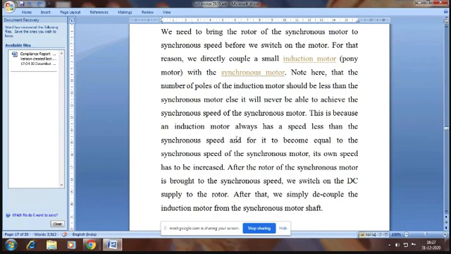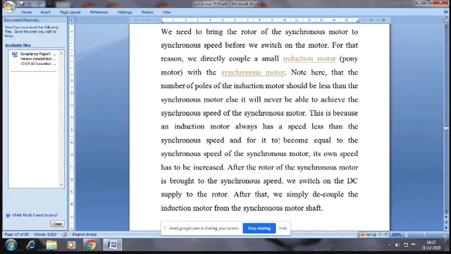Yes, sir. With that, is it clear? A synchronous motor's speed is always equal to synchronous speed, whereas an induction motor's speed is always less than synchronous speed. For that reason, it is grouped under asynchronous machines. And in case the induction motor speed becomes equal to synchronous speed, it will stop working. Is it clear? Yes, sir.